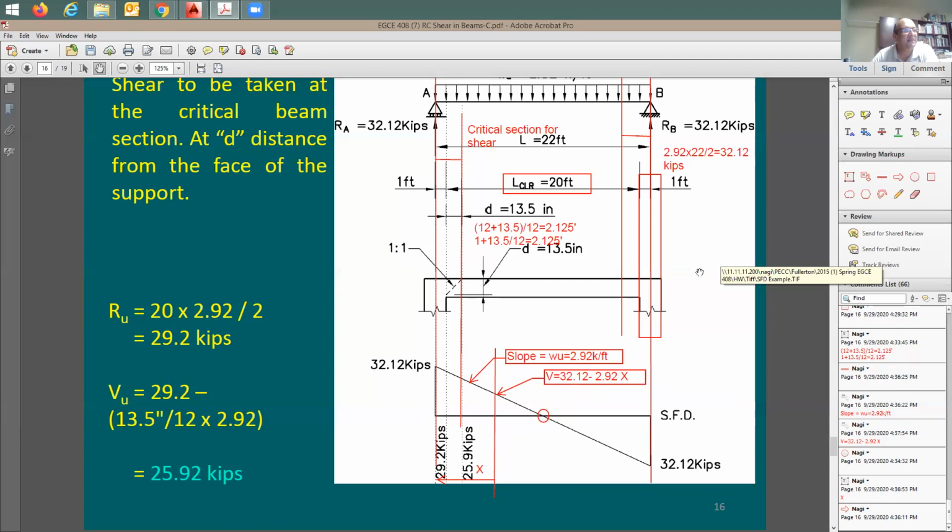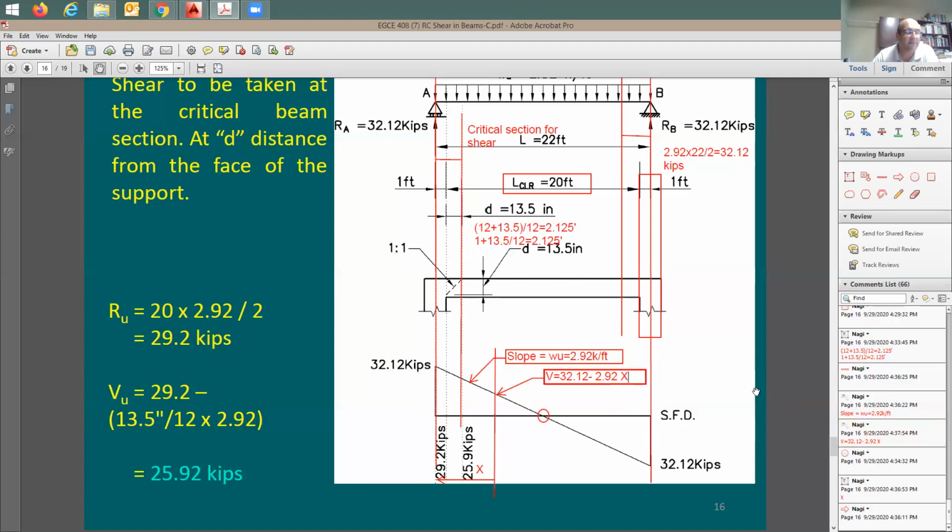All right. So this is going to be equal to the reaction subtracting this uniform load times X, which means for each foot that you're going to be moving that way, the shear amount, which means the shear diagram ordinate, is going to be dropping down by 2.92 times the distance that you moved away from the support. I said, okay, great. Now I understand this equation.